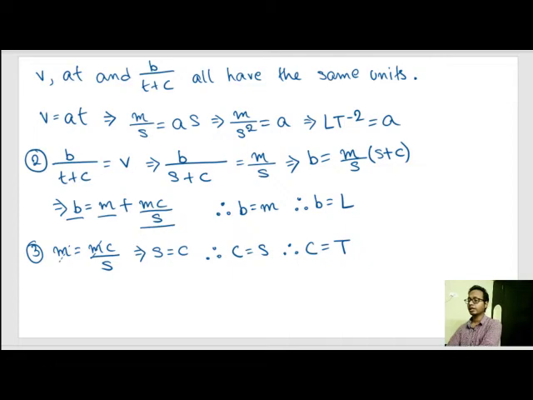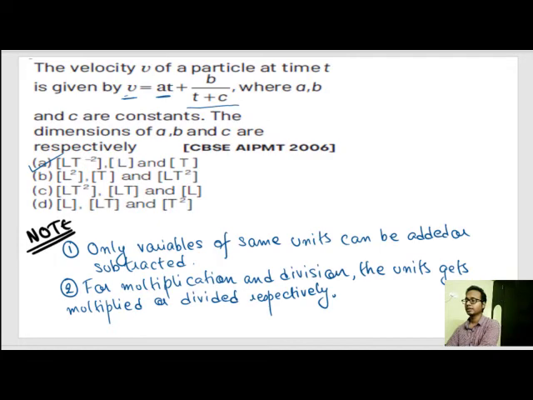Okay, so our correct option is a is LT^-2, b is L, and c is time t. Okay, see, c is time t. So let's proceed to the next question.